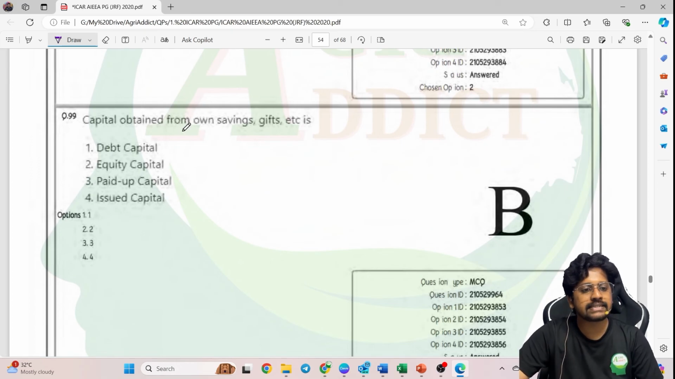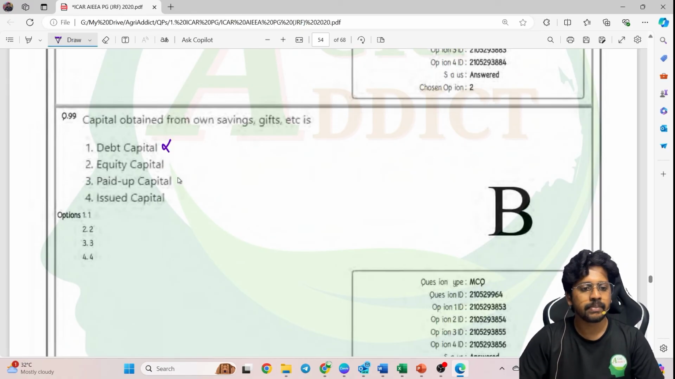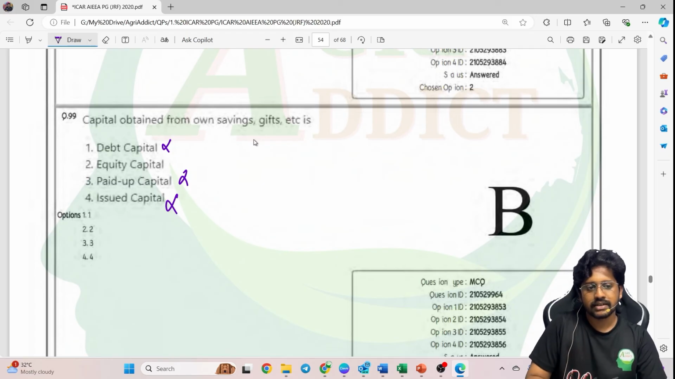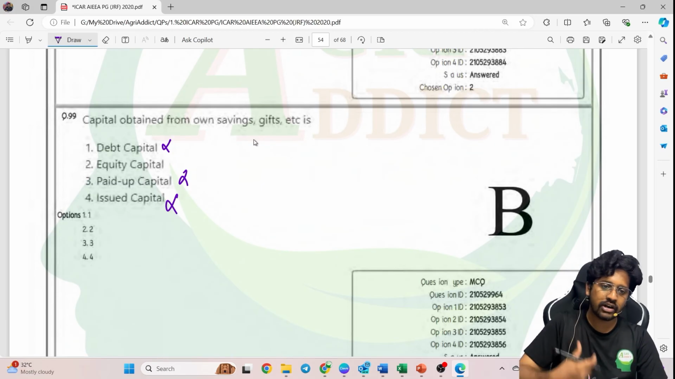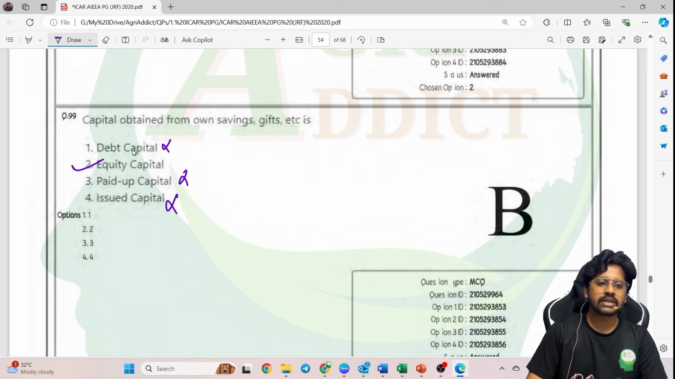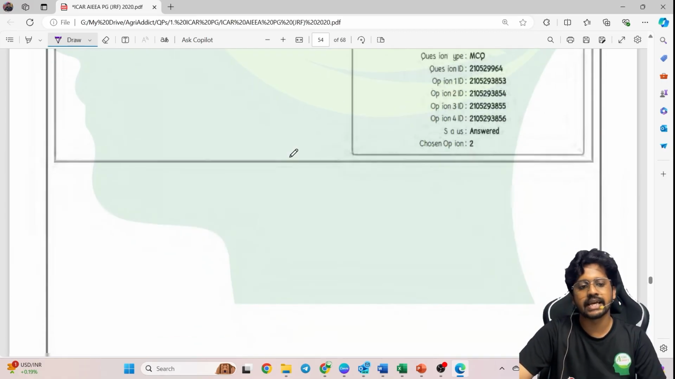Question number 99. Capital obtained from own savings or gifts etc. is known as: debt capital, equity capital, paid up capital, or issued capital. From these options, we can eliminate debt capital, paid up capital, and issued capital. Equity is nothing but the self-worth or the net resources that one possesses, right? The value of the net resources that one is possessing. So the capital obtained from own savings or gifts or one's own resources can be considered as equity capital. So from the terminology equity itself, we can come to the conclusion that it is the correct answer. So capital obtained from own savings, gifts, etc. is equity capital.